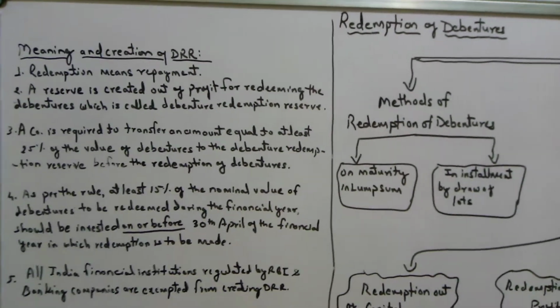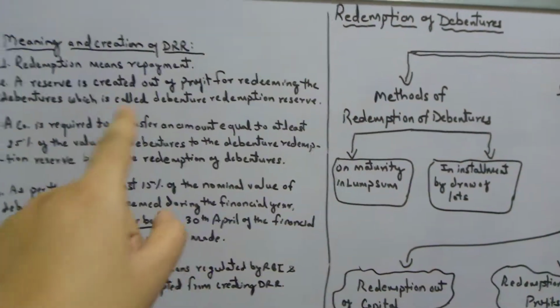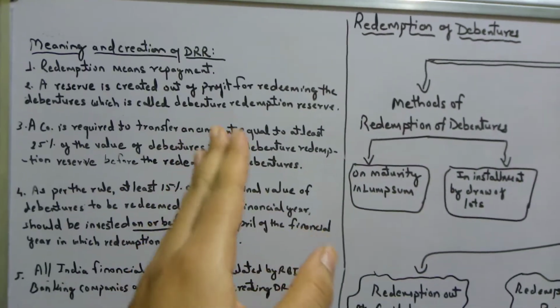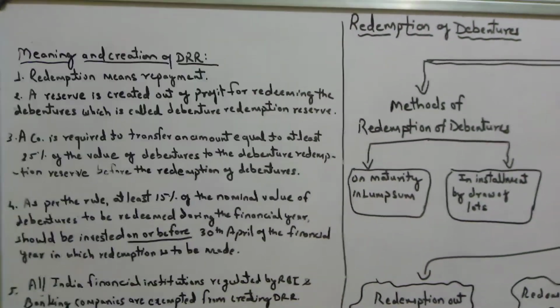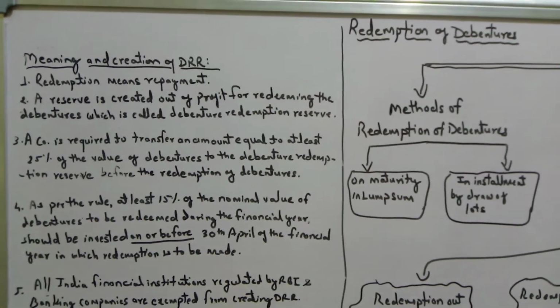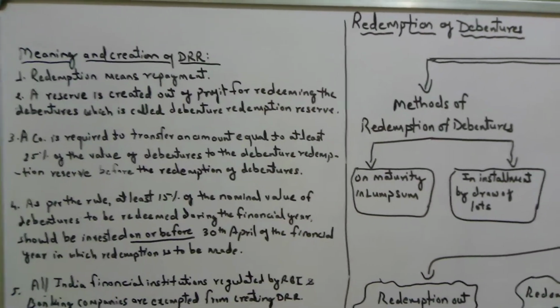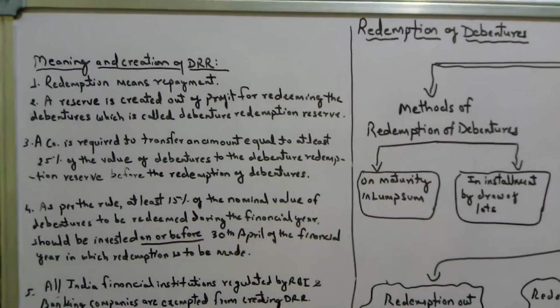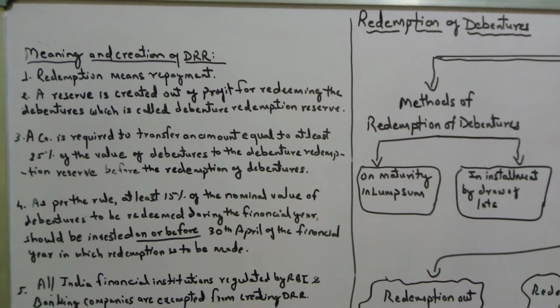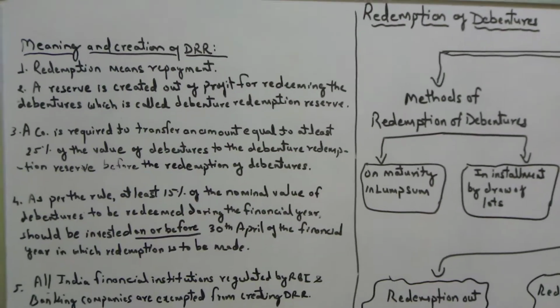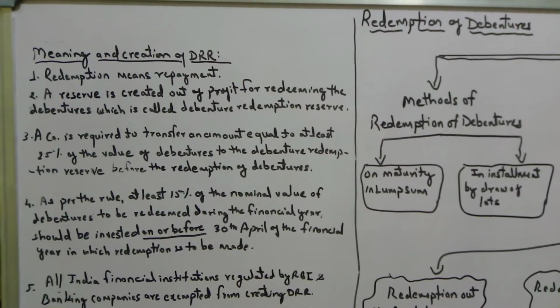So there is one reserve which we have to create, that is called DRR in short, and the full form is debenture redemption reserve. How will you create this debenture redemption reserve? This reserve is created out of profit. The sole purpose of creating this reserve is for redeeming the debentures, that means to repay the debentures to the debenture holder.